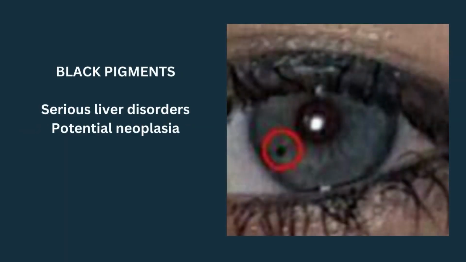All right, let's look at this black pigment in the iris, right? This is black pigment. This is interpreted to indicate liver disorders and is considered a pretty serious sign, right? If you see this, especially if there are other symptoms, you should have that person see a healthcare provider immediately, somebody that can treat them medically immediately, because there's a very strong possibility there are serious liver disorders going on.